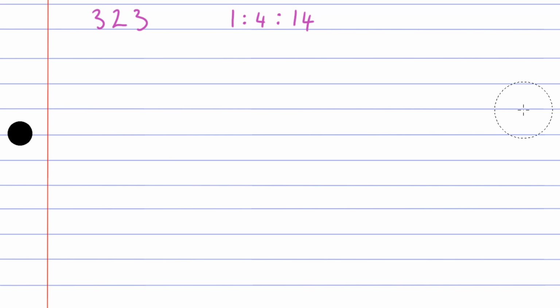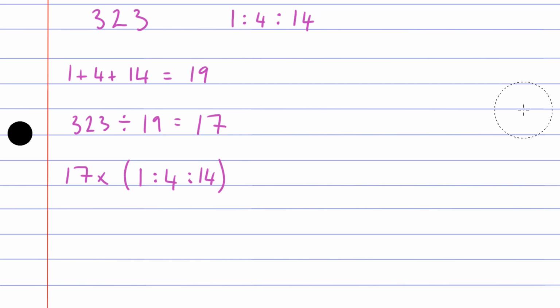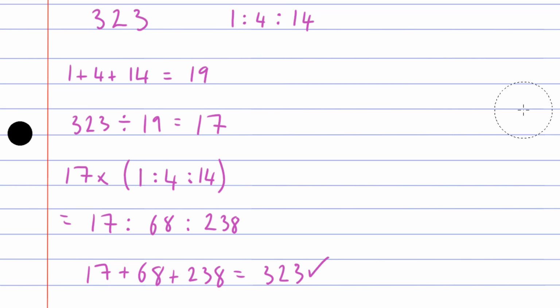323 into the ratio of 1 to 4 to 14. 1 plus 4 plus 14 is 19. 323 divided by 19 is 17. Then multiply each part by 17. Gives us 17 to 68 to 238. Add those together to check. And their sum is 323, which is what we started with. So that's correct.